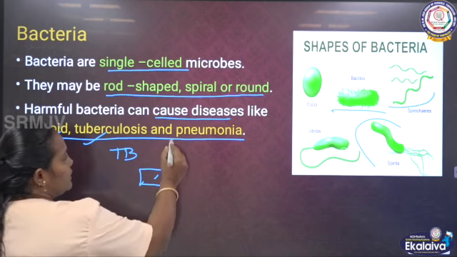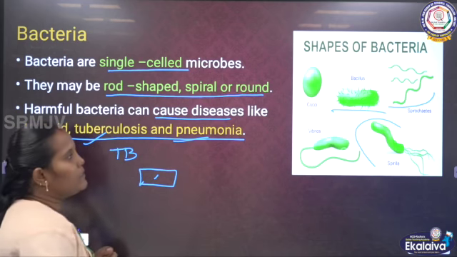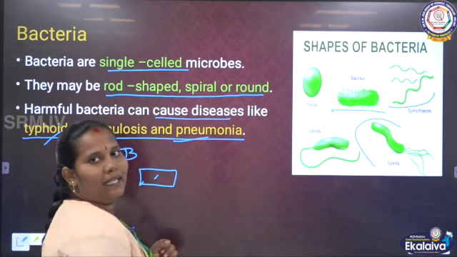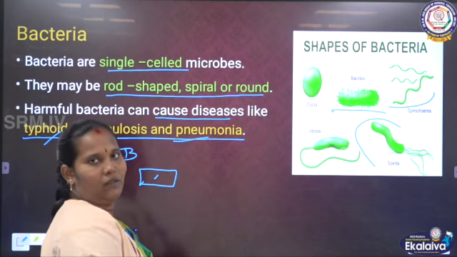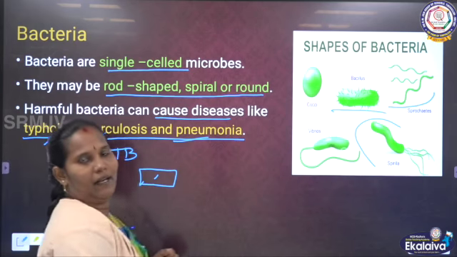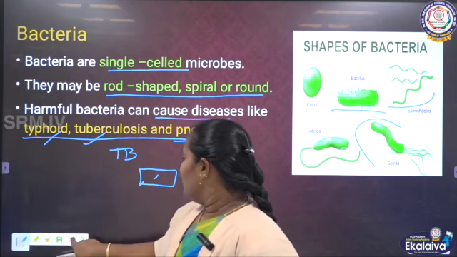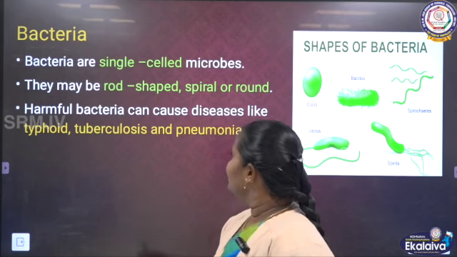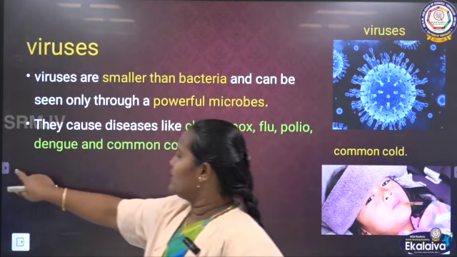And then the next one is pneumonia. Pneumonia is caused by coccus bacteria. So these are diseases caused by bacteria. And apart from this, next we have to see viruses.